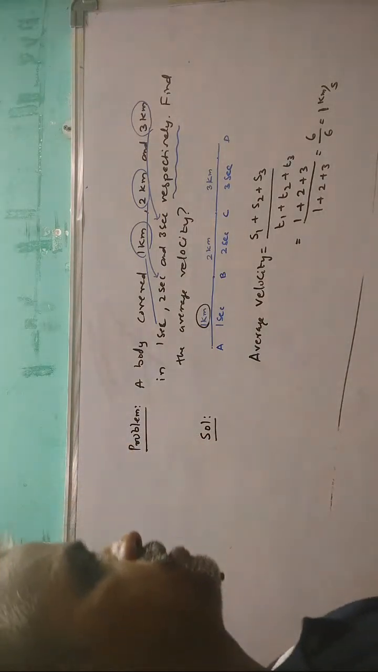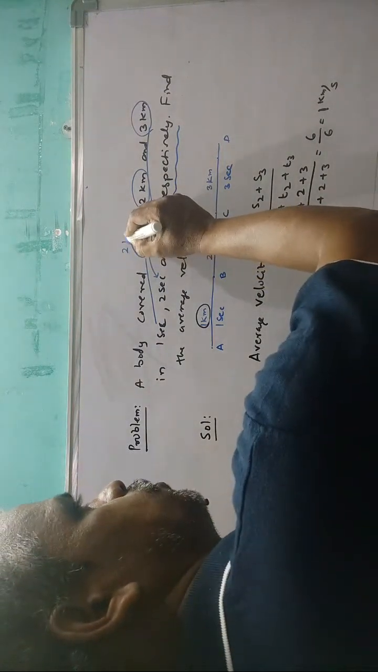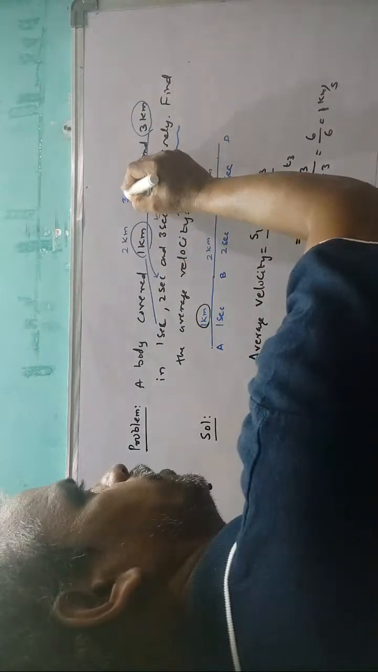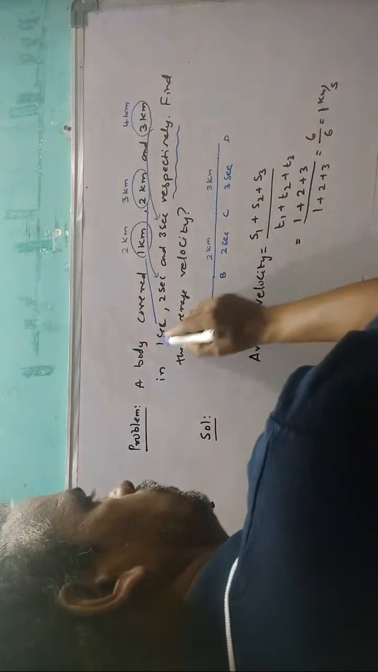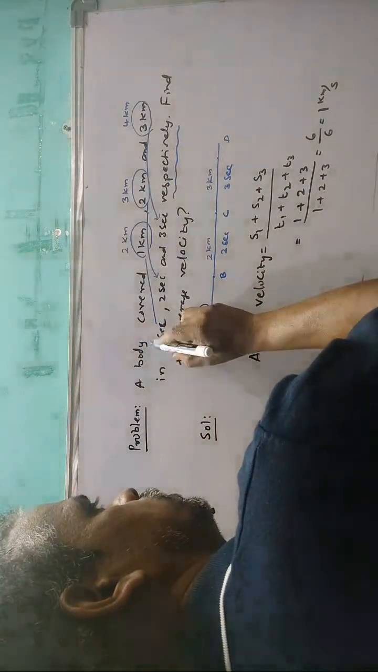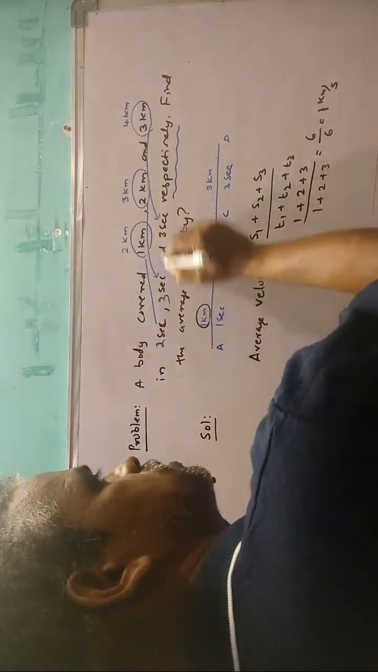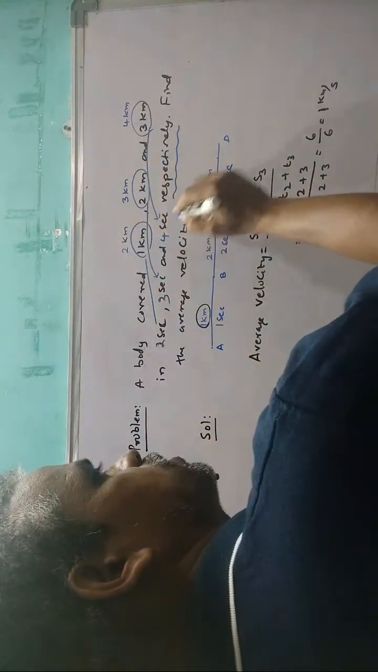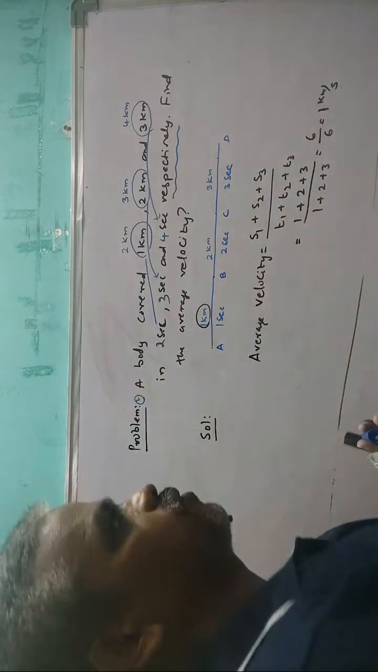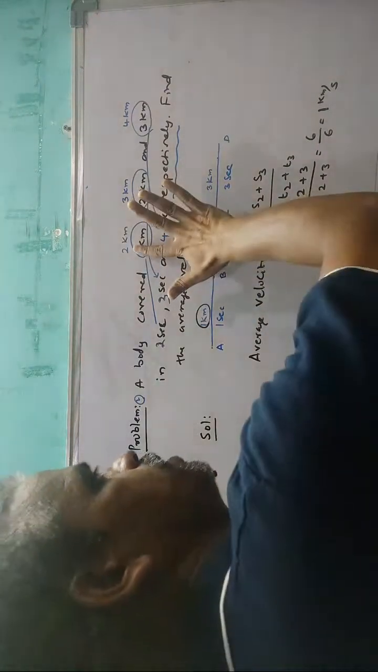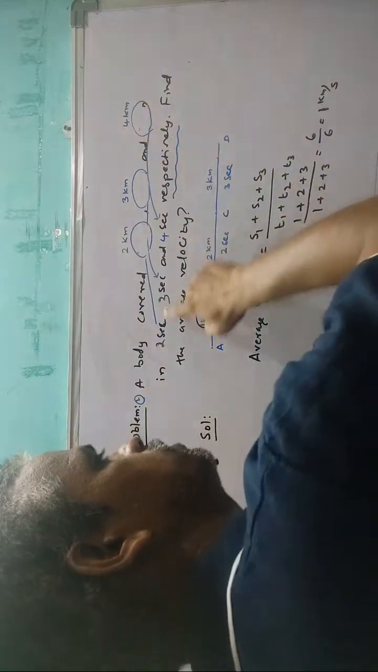I am changing only digits here. I am changing here 2 kilometer, 3 kilometer, 4 kilometer. Here keep 2 seconds, 3 seconds, then 4 seconds. Write one more question. This is the second problem. First problem over. We change this one. Instead of 1 kilometer, write 2 kilometer. Instead of 2, instead of 3, 4. Then write 2, 3, 4.